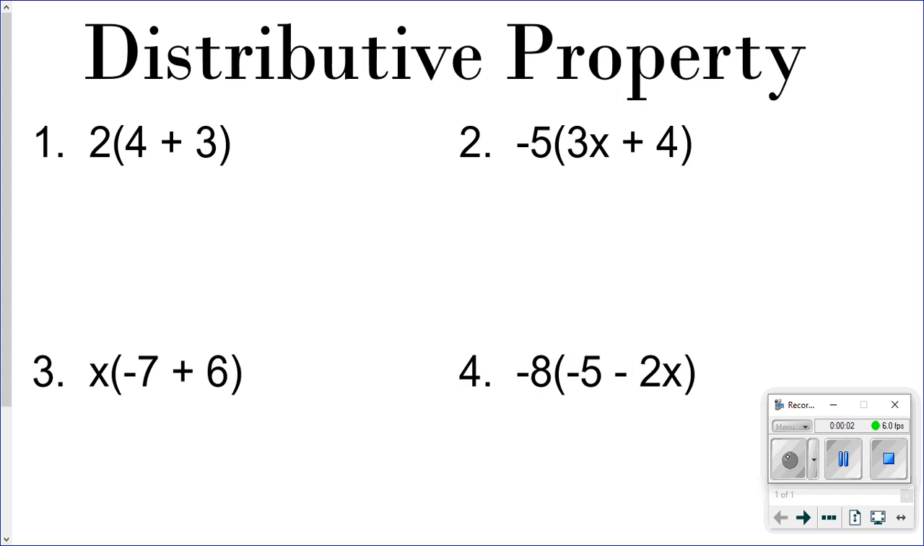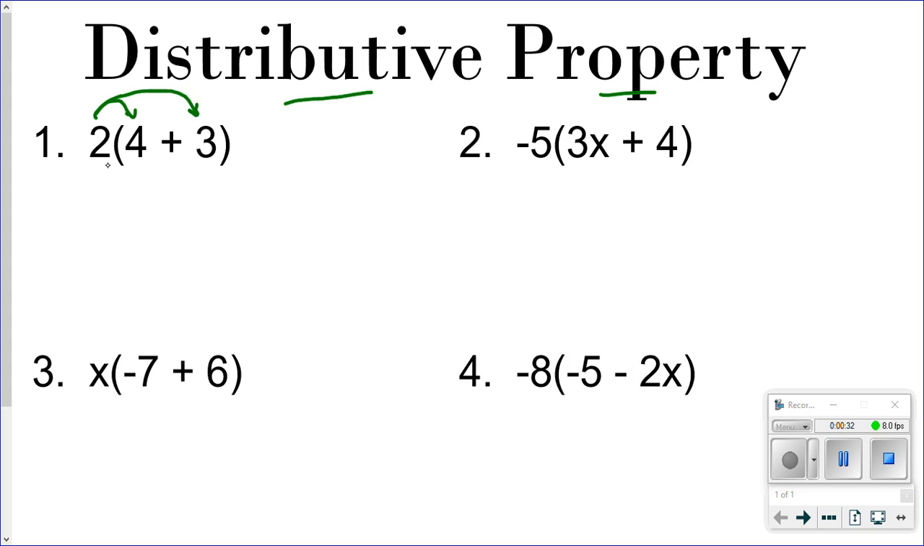All right, in this video, we're going to be talking about the distributive property. Okay, so the distributive property is when we have multiplication on the outside of our parentheses, and then either addition or subtraction on the inside of our parentheses. So what we're going to do is take the number or variable or term on the outside of our parentheses, and distribute it to each term on the inside of our parentheses.